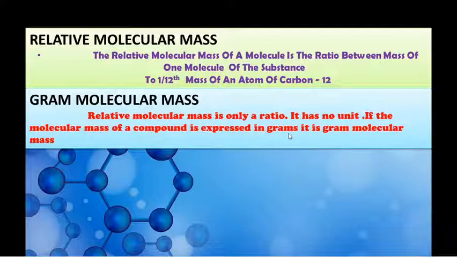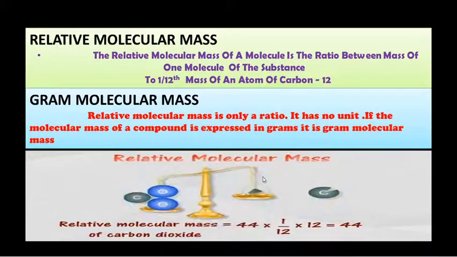How can we find out the gram molecular mass? This will come in your next slide. For now, you just know what we mean by gram molecular mass. The relative molecular mass is only a ratio, so it has no unit. But the molecular mass of a compound expressed in gram is said to be gram molecular mass. For example, for water the relative molecular mass is 18. If I express it in gram, 18 gram is the gram molecular mass of the water molecule.